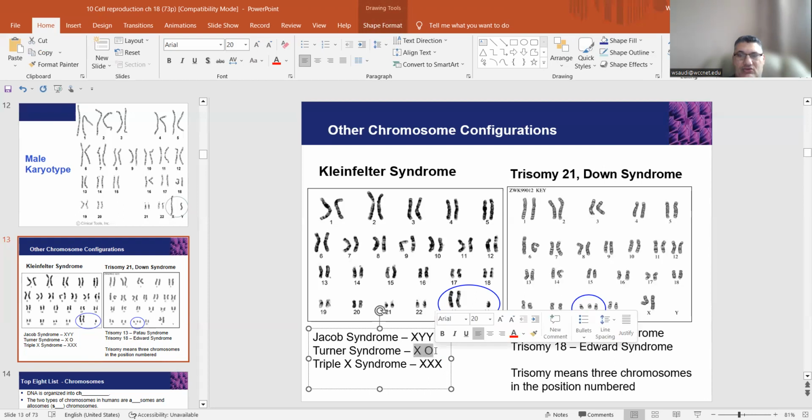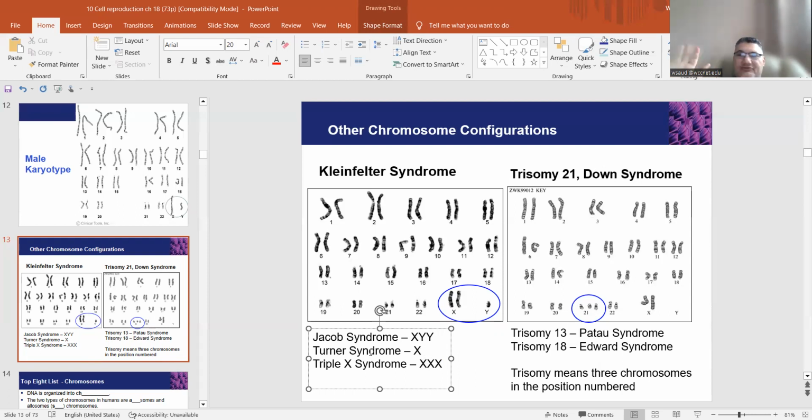O here means zero, but they put an O instead of saying zero. So what is this? It is a female. Why did I say female? Because she doesn't have a Y.